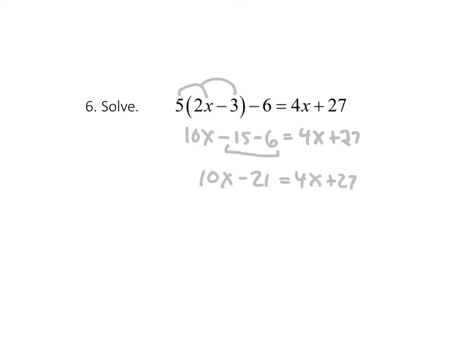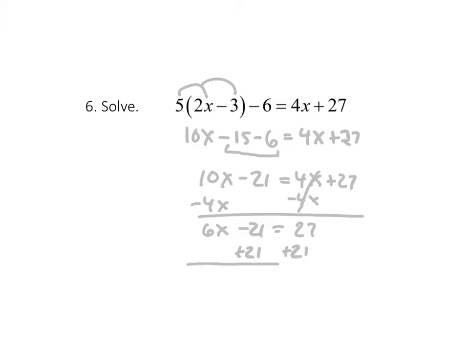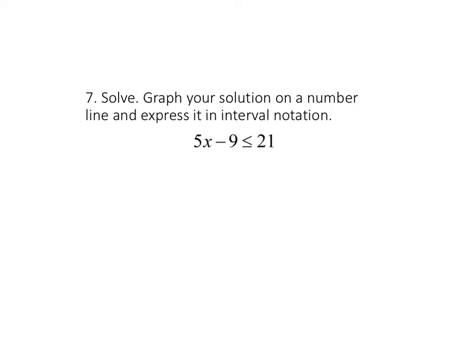Now I want to collect all the variables on one side, and I'll collect them on the left side by subtracting 4x. 10x minus 4x is 6x, minus 21 equals 27. Add 21 to both sides, and we get 6x equals 48. And when we divide both sides by 6, we're left with x equals 8. So 8 is our solution.